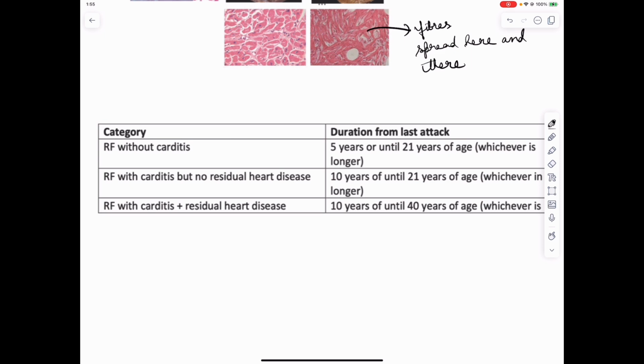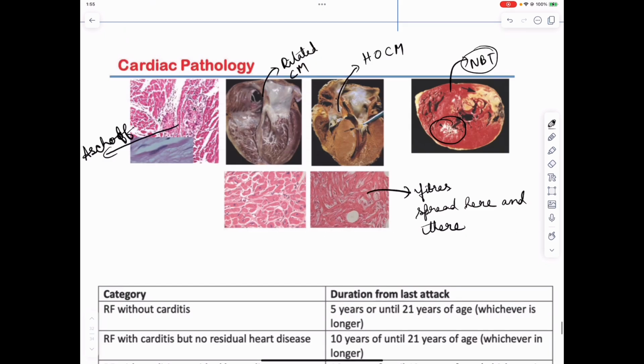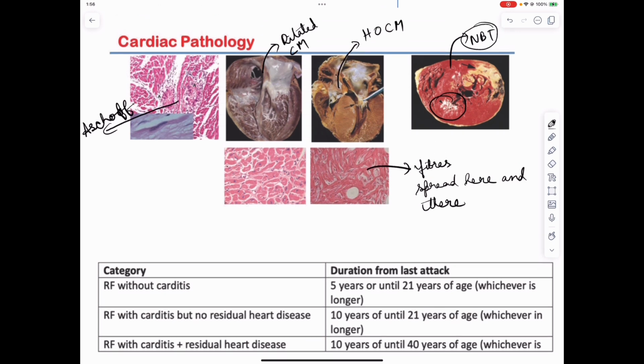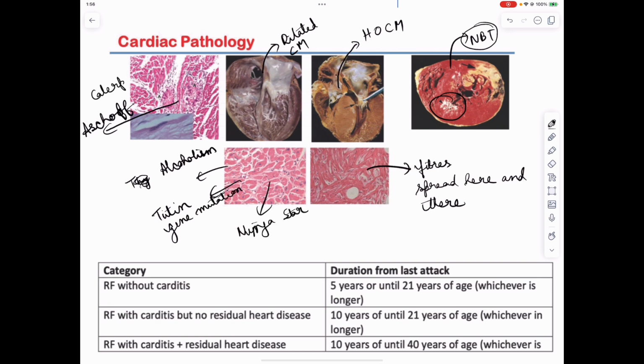Before moving forward, let us dive something more deeper. This dilated cardiomyopathy can be under the influence of alcoholism, TTN gene mutation, with a ninja star appearance. In the Aschoff body, remember, we will get caterpillar cells.